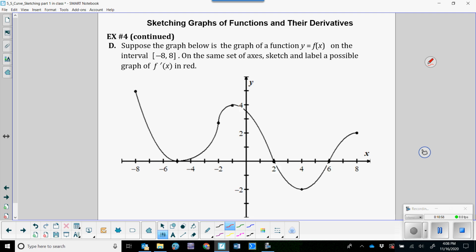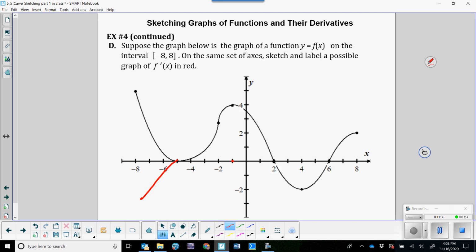So f of x from -8 to -5 is decreasing, which means its derivative would have to be somewhere underneath the x-axis until we get right here. So it has to be down there somewhere, okay? And then it's going to have to be above the x-axis for when the function's increasing. So it's going to be increasing from -5 all the way to -1. So our graph has to be above the x-axis and hit back down here somewhere.